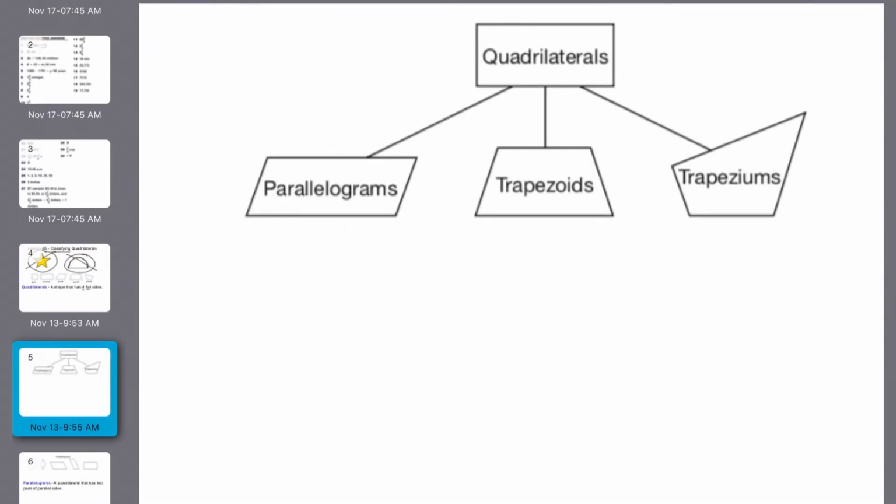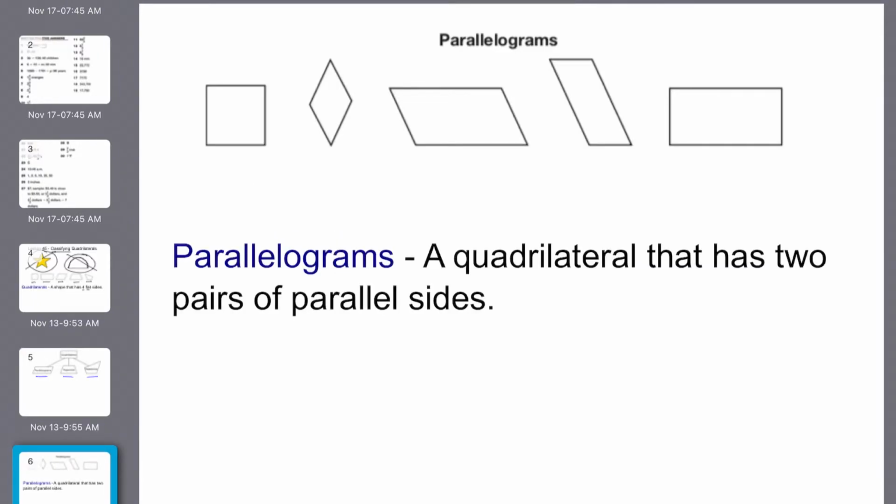So here is a diagram that kind of classifies the different types of quadrilaterals. You have parallelograms, trapezoids, and trapeziums. A parallelogram is a quadrilateral that has two pairs of parallel sides. So if you look at each of these examples, this side is parallel to this side. These two sides are parallel, and these two sides are parallel. So in each of these examples, they have two pairs of lines that are parallel to each other. So that would be a parallelogram.